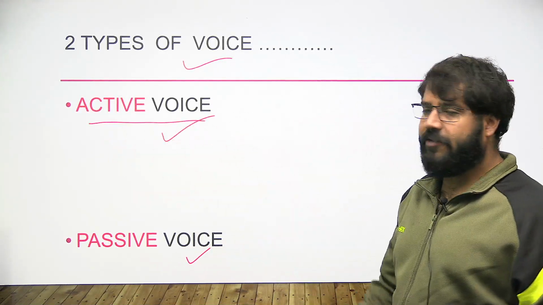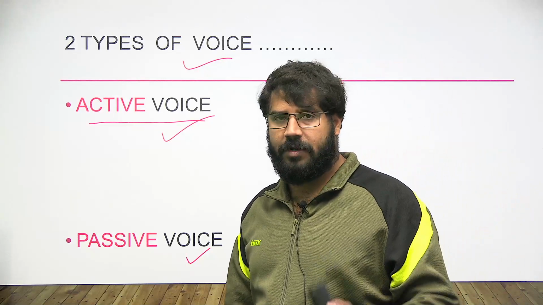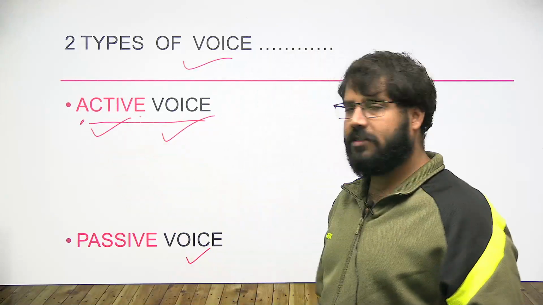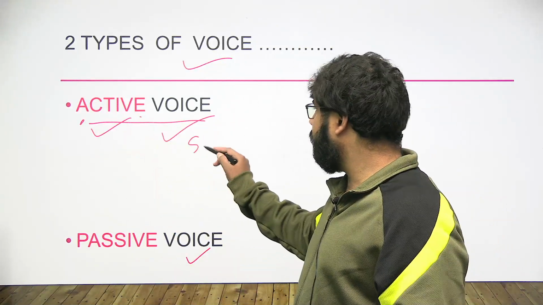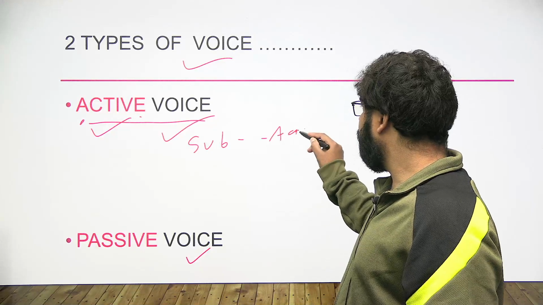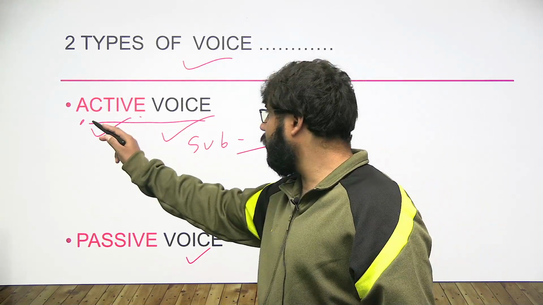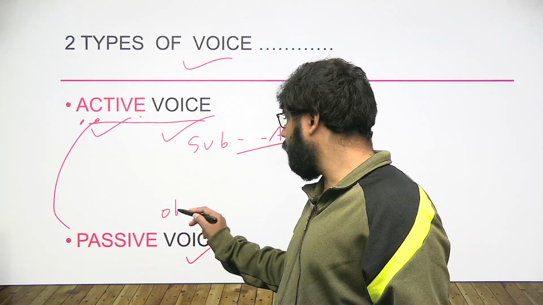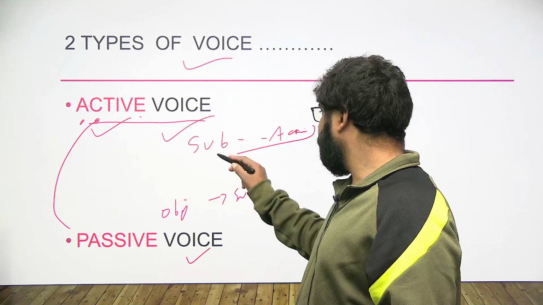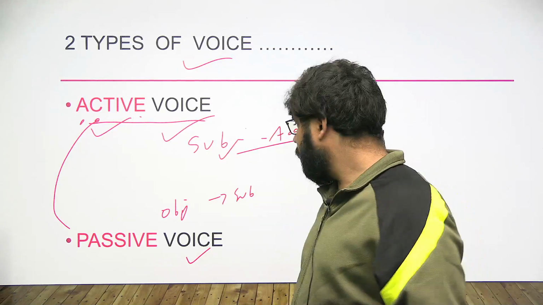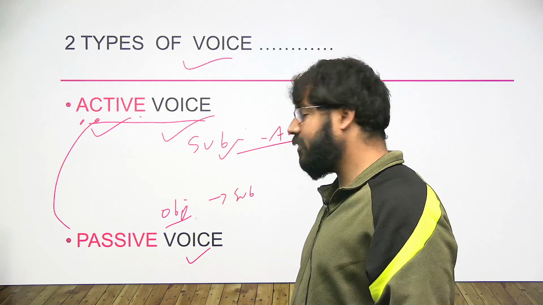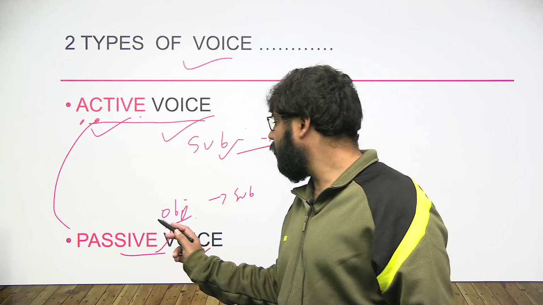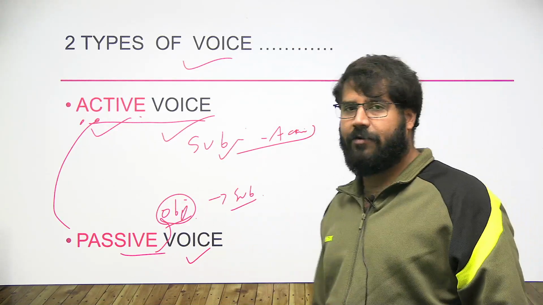Whenever the sentence is given in the form of tense, simple present, past or future tense, this sentence will be considered as an active voice. In this, the subject performs the action. But when we convert it into passive voice, we give direct importance to the object, not to the subject. In passive voice, the importance is given to the object and the subject will be secondary.